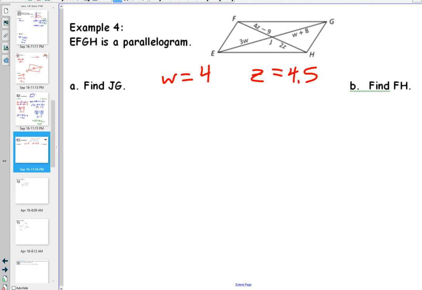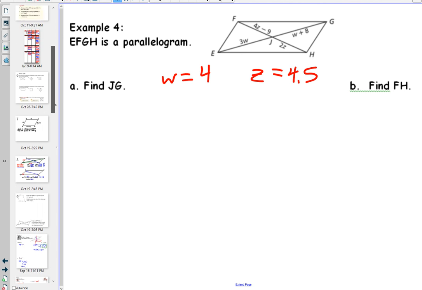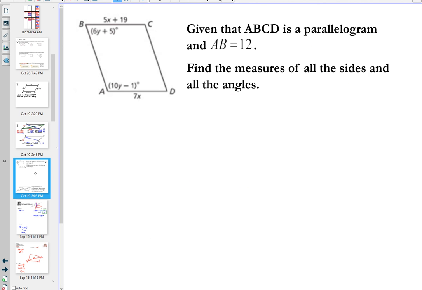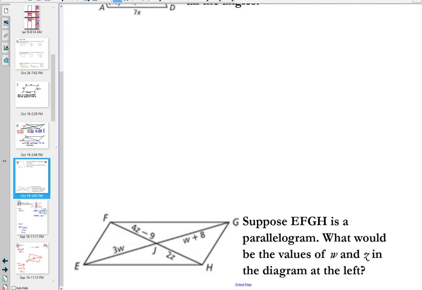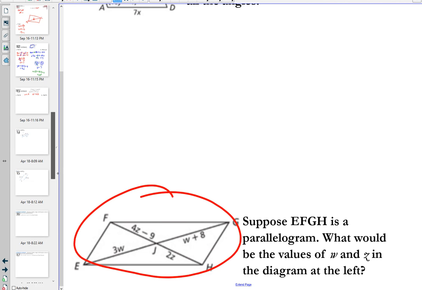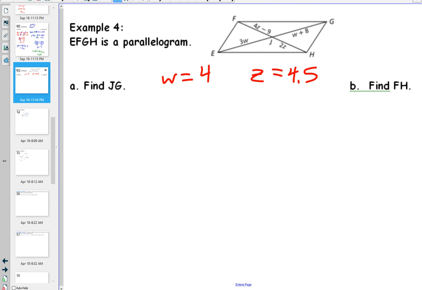You guys have that from yesterday? It was the last one we did yesterday. At the beginning of today's notes, I told you to remember this. Keep in mind we did this one yesterday. And now let's just use that to find JG. So JG is half of a diagonal. It's W plus 8, so it'll be 4 plus 8. That gives me 12 units.